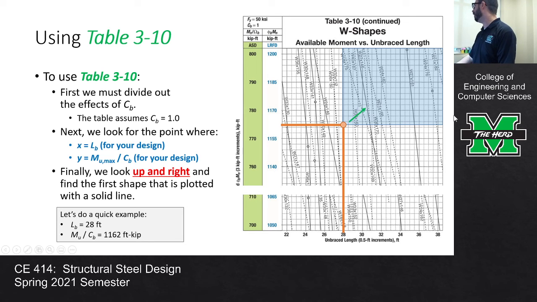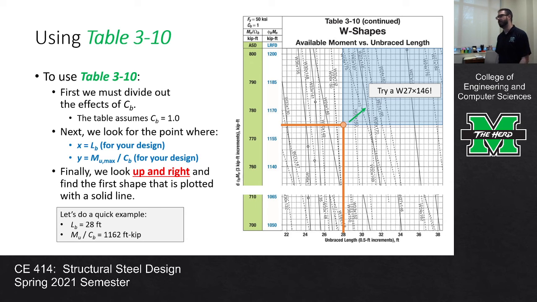Okay. What we then do is we go up and we find the first solid line that we see, and that's the section that we would use. So we would try a W27 by 146, because you can see right here, there's the label.